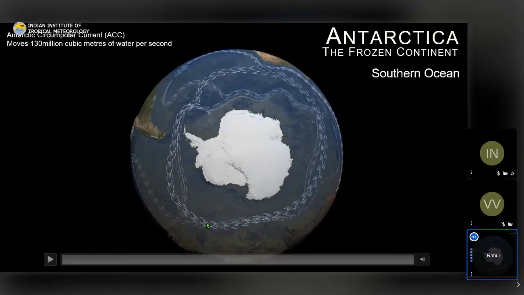But this is not the only thing that I wanted to show you in this animation. I also wanted to tell you that this acts like a refrigerator door. So the cool air is being stopped by the refrigerator door. Antarctica is a huge refrigerator, as I had told you earlier.